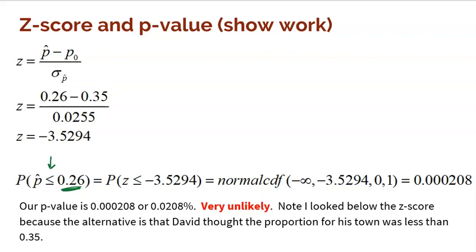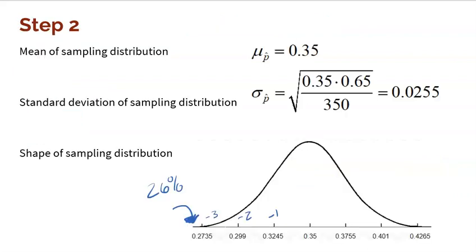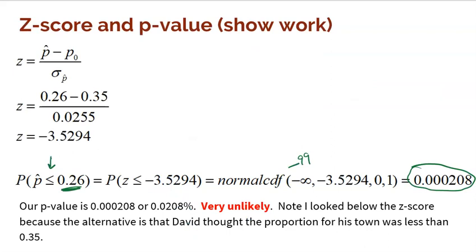When we look below, remember we start at negative infinity. On our calculators, we don't have an infinity button, so we usually use negative 99. And then we go to our z-score of negative 3.5294. We find this to be a very, very unlikely probability. Once again, we could go back to our picture to see this probability. The probability that a sample comes back 26% or lower would be a very teeny tiny amount. Remember, 26% is already low. To look even lower would be minuscule. And that is exactly why our p-value is a very low number.